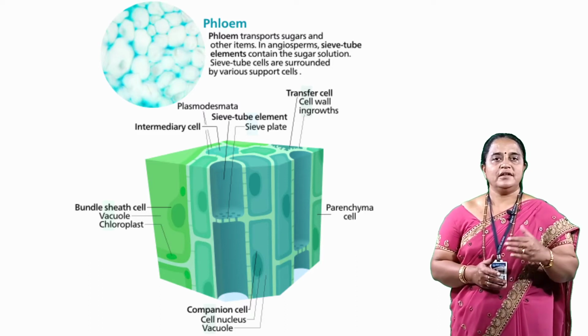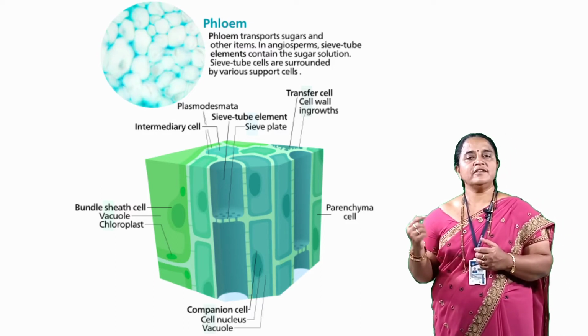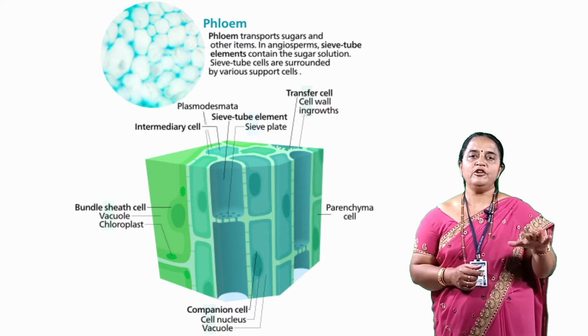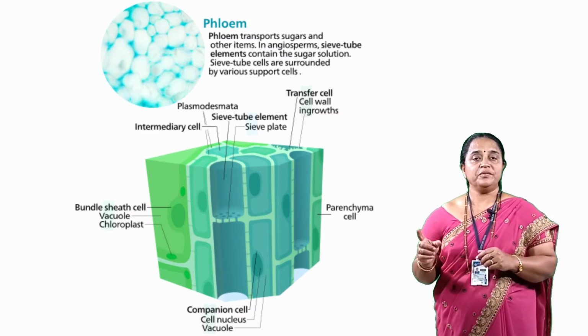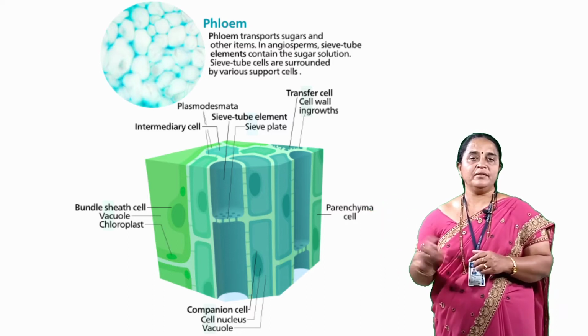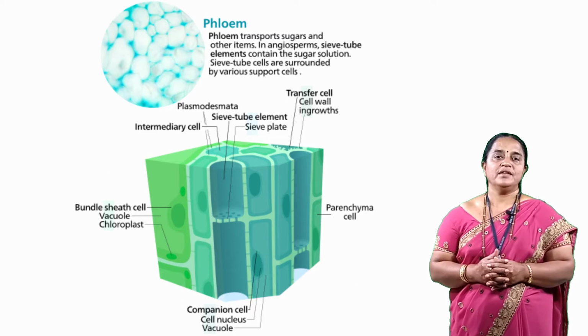Sieve elements like sieve cells and sieve tubes. Sieve tubes are always associated with the companion cells. Sieve cells are found in lower plants, while sieve tubes are associated with companion cells found in the higher plants. Both are living components of phloem.